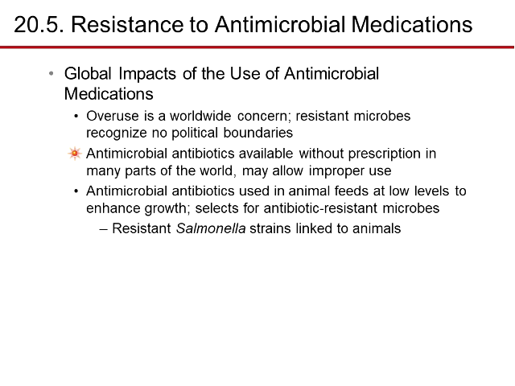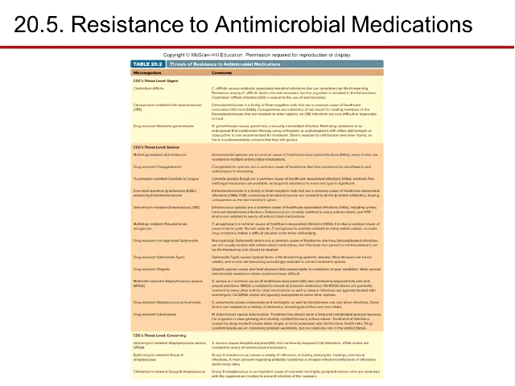Antimicrobial antibiotics are used in animal feeds at low levels to enhance growth. This selects for antibiotic-resistant microbes, so antibiotic use in the food we eat, particularly meat products, can develop resistant Salmonella strains, which are linked to the animals. So we're causing this for ourselves. Here's a nice list of resistant antimicrobials and comments, the microorganisms and what we're seeing. I'll let you look at that on your own.